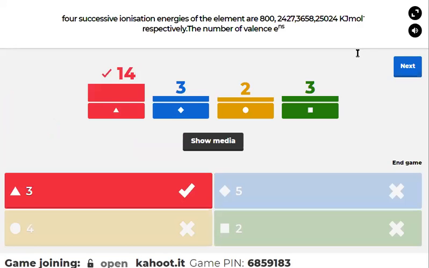Yes, the answer is 3 now. See, because after 3, it has increased like anything from 3,600 to 25,000. So obviously, valence electron is 3. Okay.